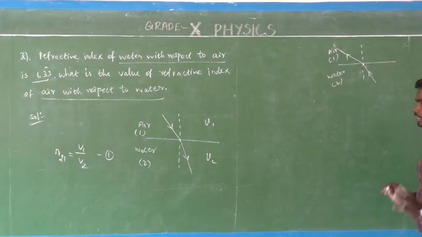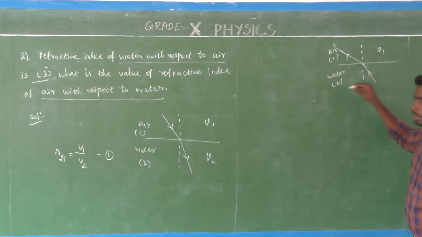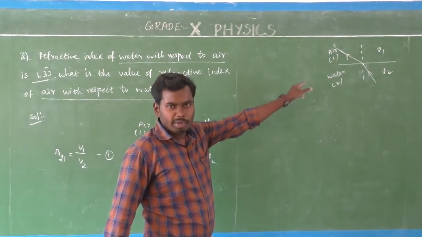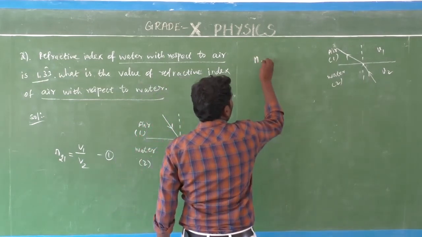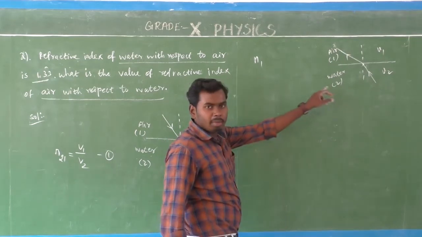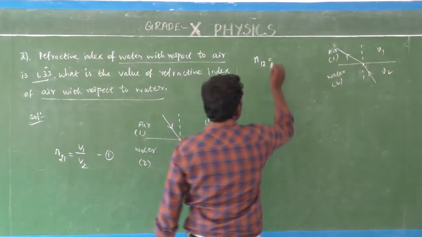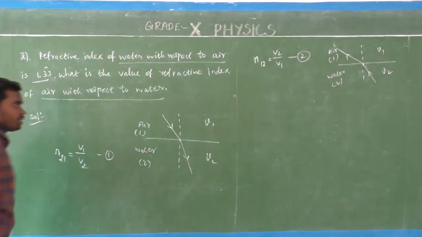So the speed of light in medium 1 is v1. Here the first medium is air. The second medium is water, so the speed of light in the second medium, the water medium, is v2. Which medium bends the light? The water medium bends light. So the refractive index of medium 1 with respect to medium 2 is equal to v2 divided by v1. This is equation 2.